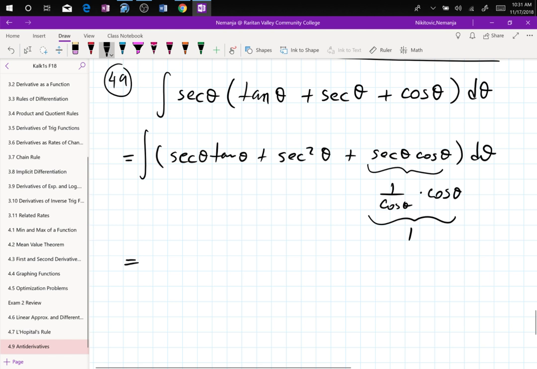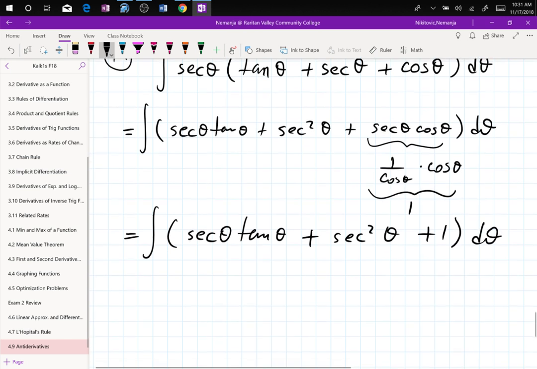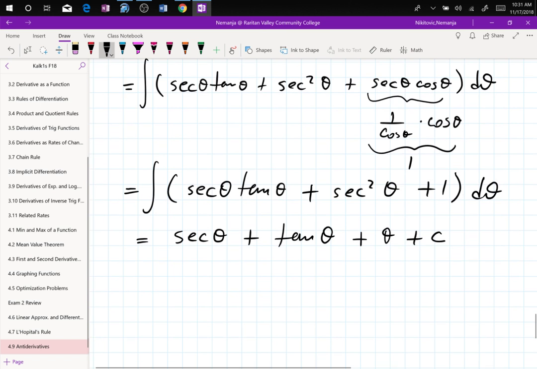Great. So we have integral of secant theta tangent theta plus secant squared theta plus 1 d theta. So secant tangent, the integral of that is secant theta, plus secant squared is tangent theta. And what's integral of 1? X. Yeah, in this case theta, right? Plus c. Yes. And there we go. Done deal.